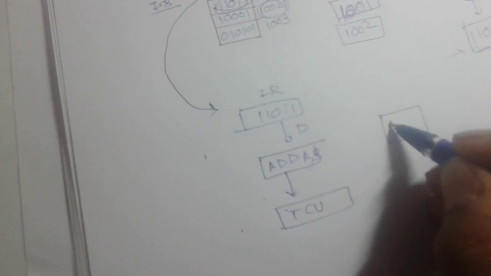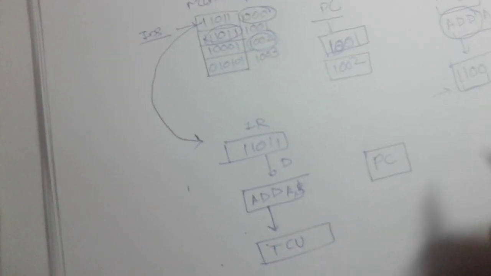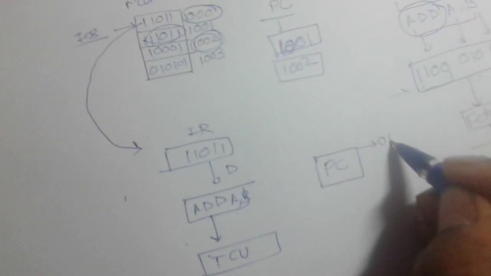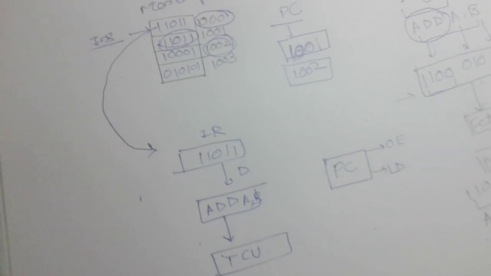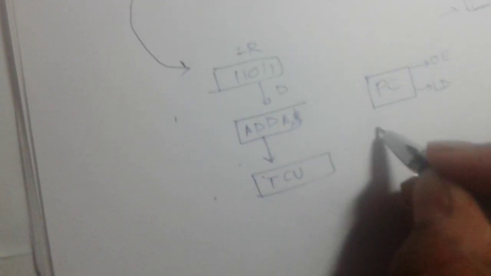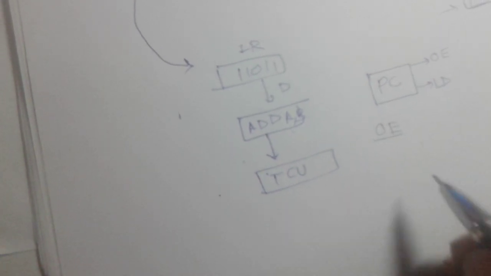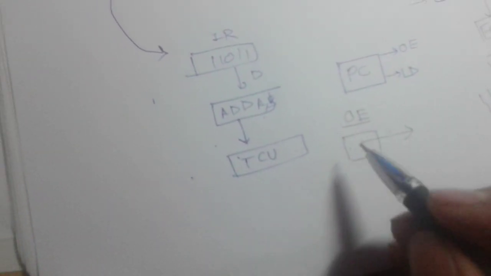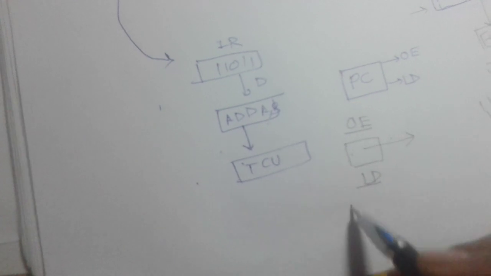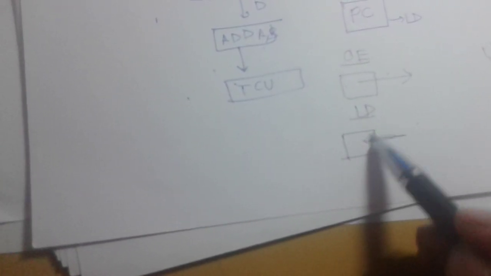So every register, just like the program counter, has two pins. One is OE, which is known as out enable. Second is LD, which is known as the load pin. OE or out enable activates this register to transfer data outside. Now the second pin is the load pin or LD pin. What does it do? It helps the register to get data from outside.